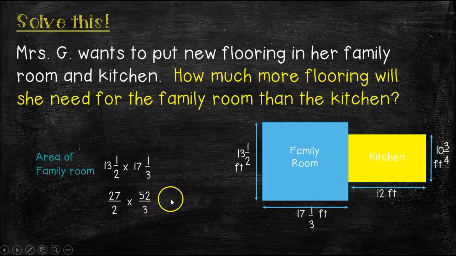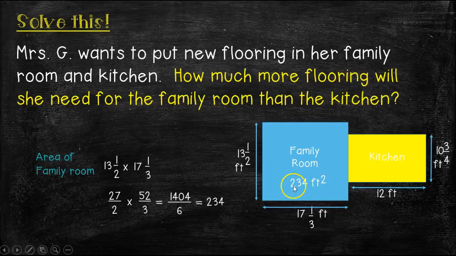We're going to multiply straight across. 27 times 52 is 1,404, and 2 times 3 is 6. So now we need to do 1,404 divided by 6, and that equals 234. So here the area of our family room is 234 feet squared. Don't forget, anytime that we're talking about area, your answer is always labeled in square feet. Feet squared in this case.